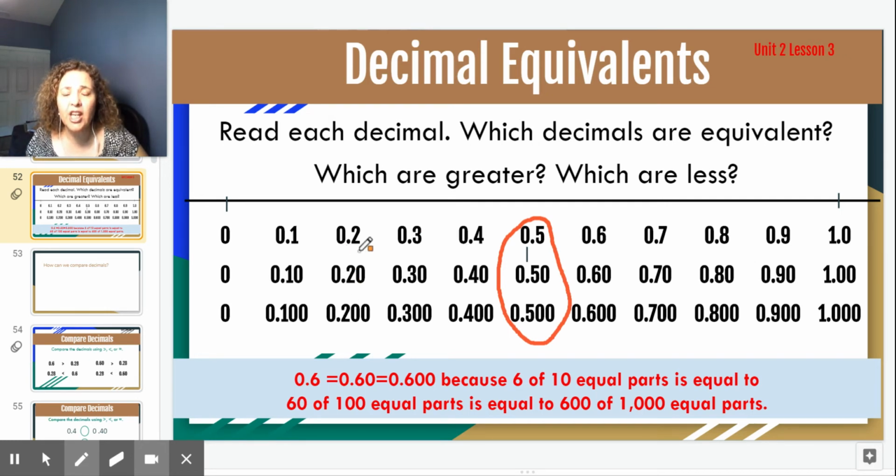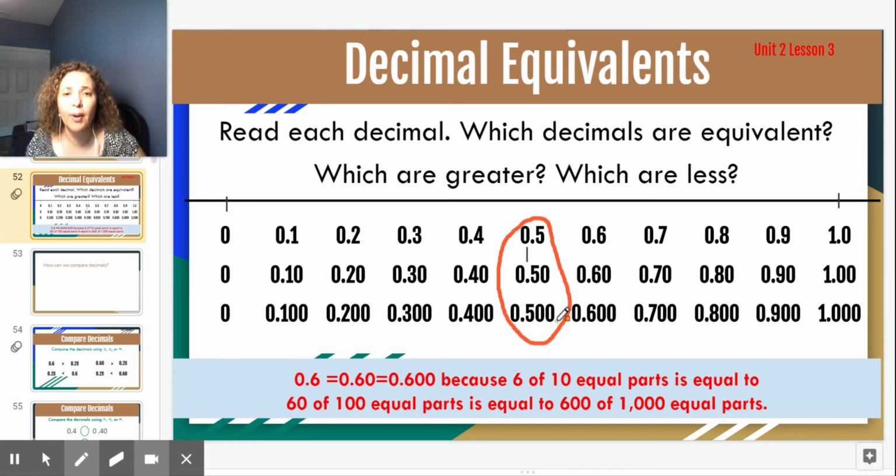The same thing goes for any of these rows. If I were to pick 2/10, that's also equivalent to 20 over 100, or 200 over 1,000. They're all equivalent. So what I want you to notice from this chart is that after the number, you can put as many zeros as you want and it doesn't change the number. The numbers are the same. These are all worth a half. So remember this, you can put as many zeros as you want after the number, after the decimal, and it doesn't make a difference.